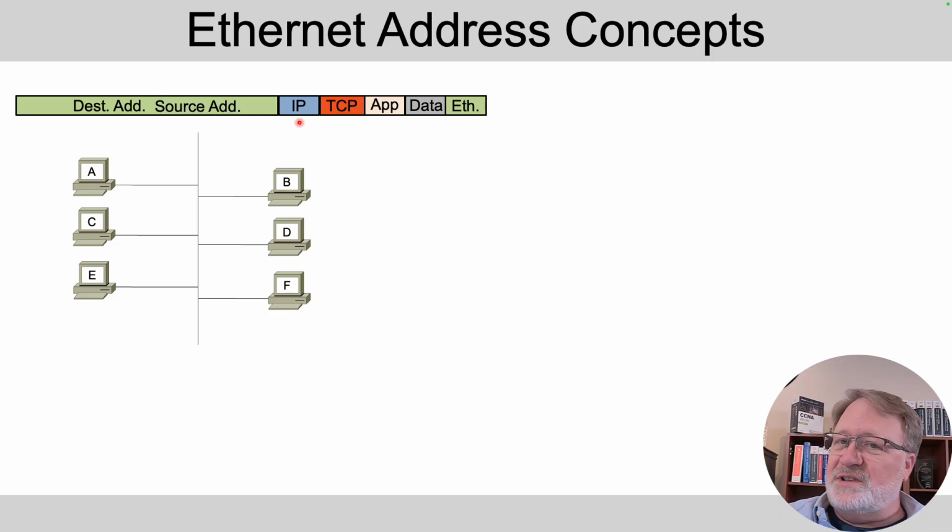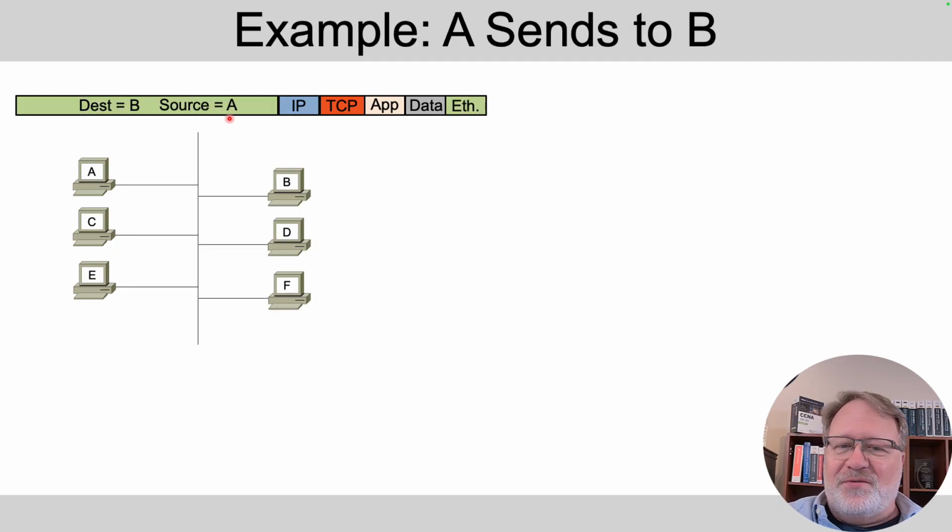Two of the fields in that Ethernet header are the destination address followed by the source address. Indeed, the destination occurs first in the header. And you guessed it, the destination is who we want the frame to go to, and the source is who sends the frame. So say if A wants to send something to B, then in this frame, the destination is going to be B's address, and the source is going to be A's address.